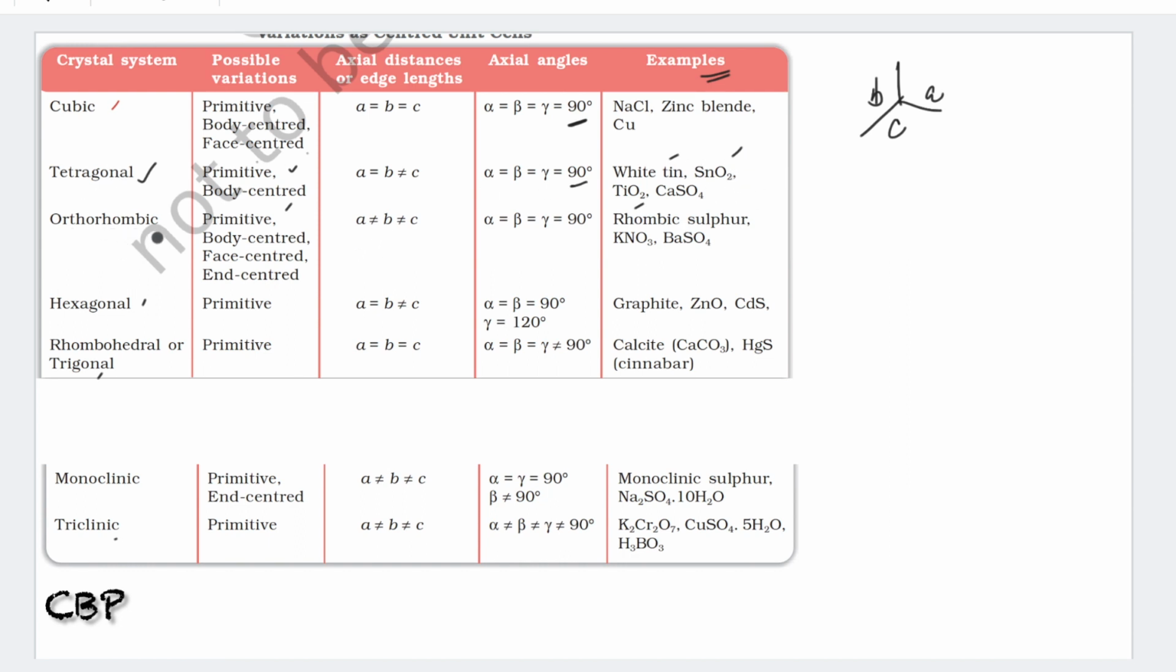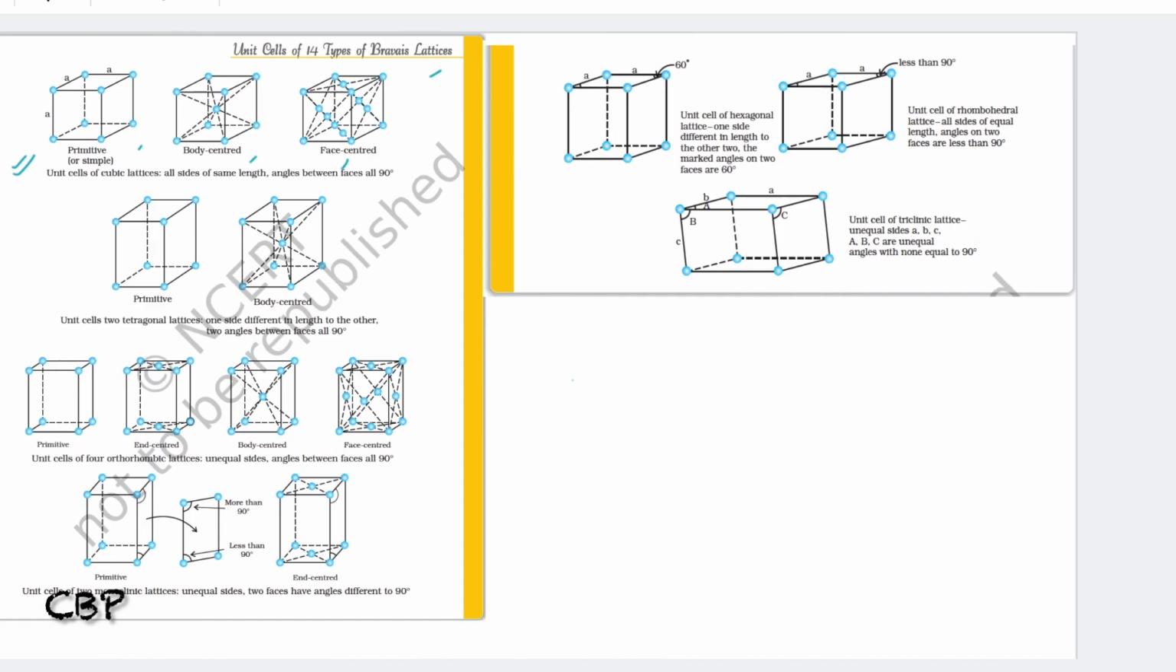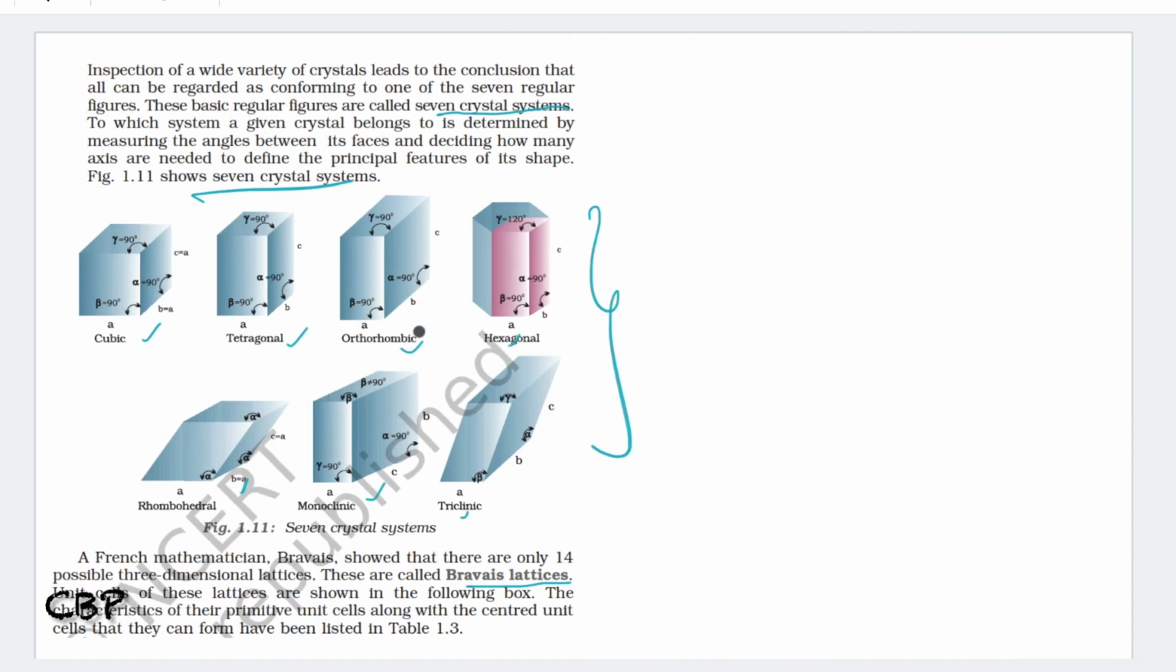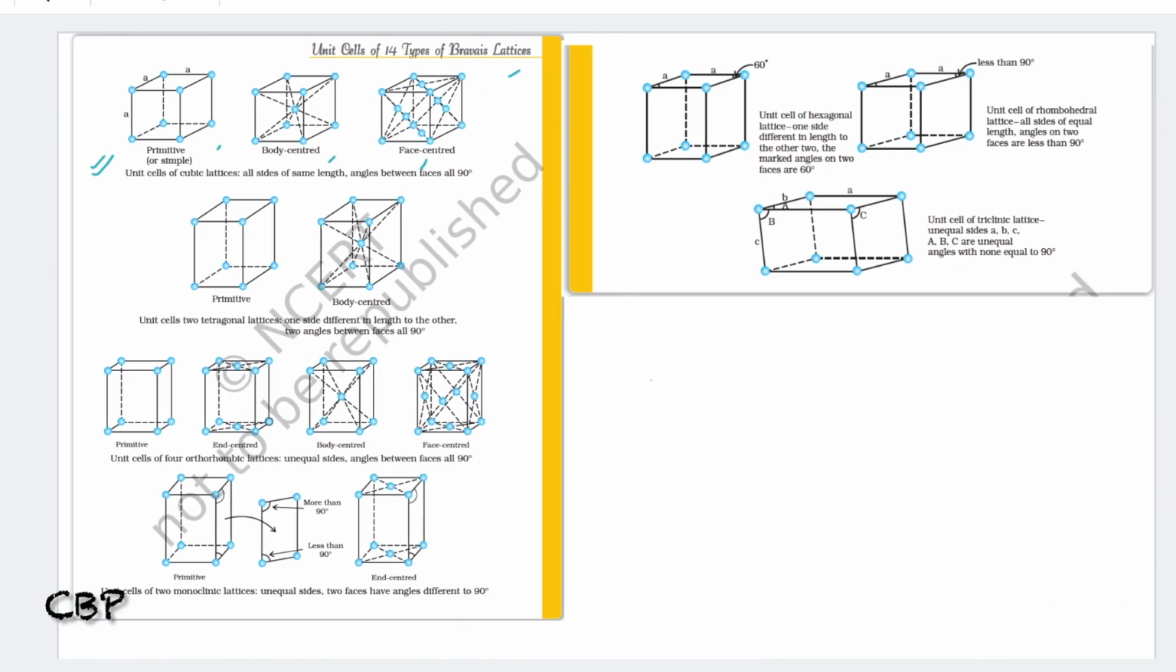Next one is orthorhombic. Orthorhombic is primitive, body centered, face centered and end centered, means all types of variations are there in orthorhombic form. Let us see what that orthorhombic form is. This is orthorhombic form, and this A, B and C, all lengths are different. A, B and C all are different, but the angle is the same. Angle is of 90 degree, and this is orthorhombic form.